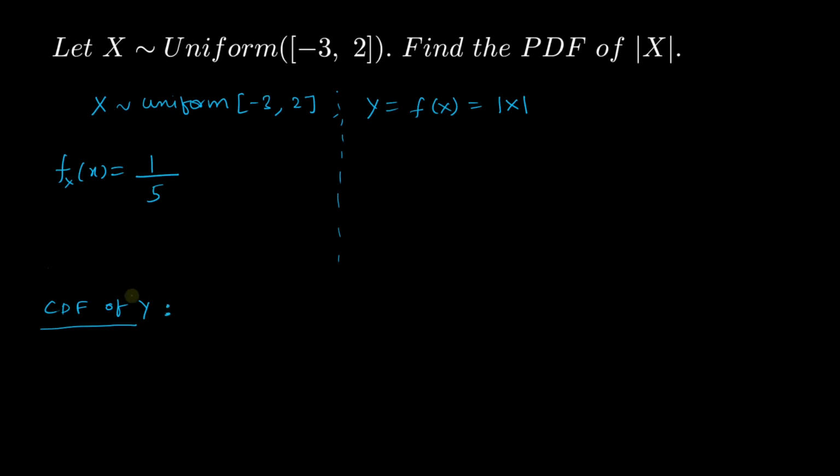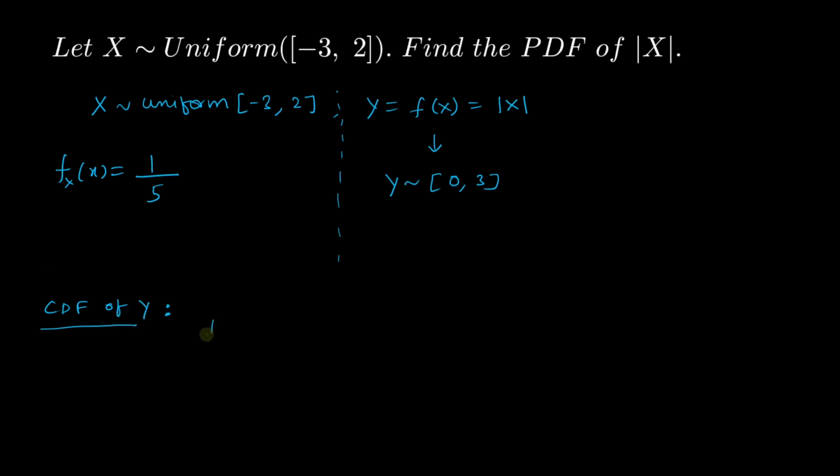Before getting to the CDF, let's first find out the range of y. Since y is a mod function, y will have the minimum value 0, and it can only take values in the positive direction. Even though it is a function of x and x can take negative values, y will never take any negative value. The maximum value of y will be taken when x takes the value -3, which becomes +3. So y will be in the range 0 to 3. Now we have to get to the CDF of y.